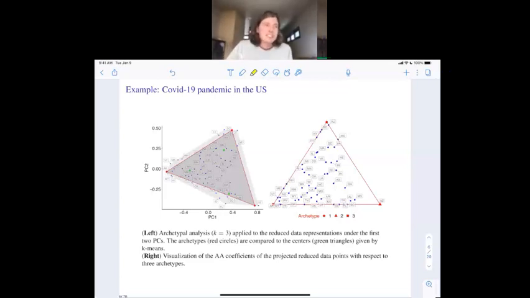Okay, so I want to do archetypal analysis for this data set. And for visualization purposes, I'm going to do something that you wouldn't necessarily do in practice, but I'm going to first reduce the 120 dimensions to 2 dimensions by projecting onto the principal components.